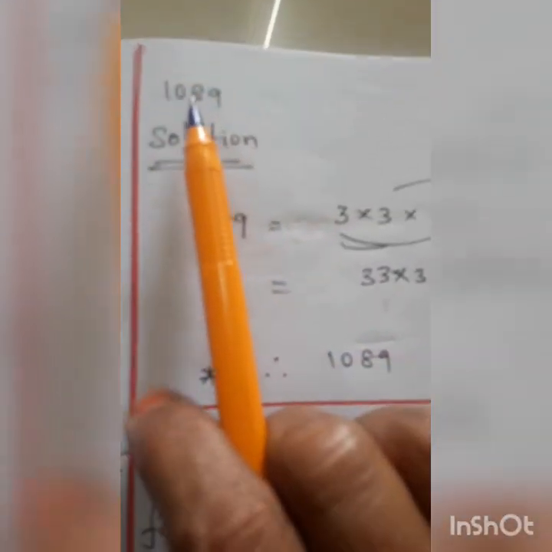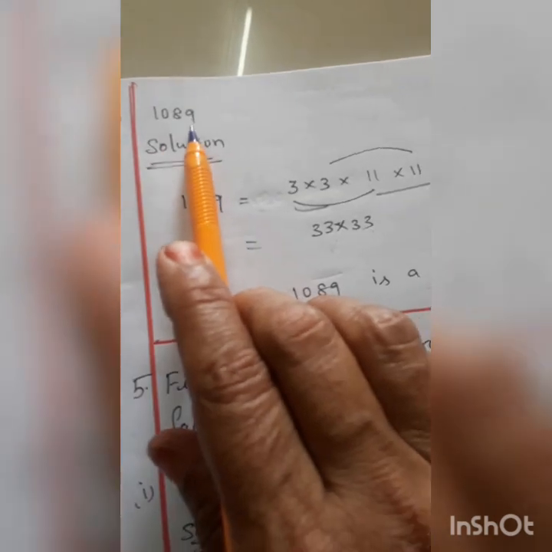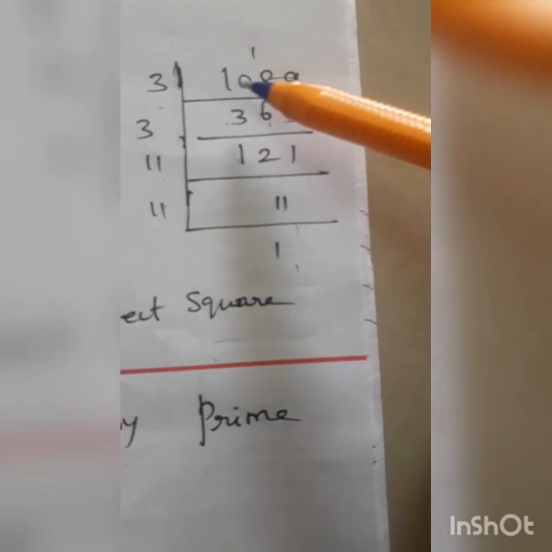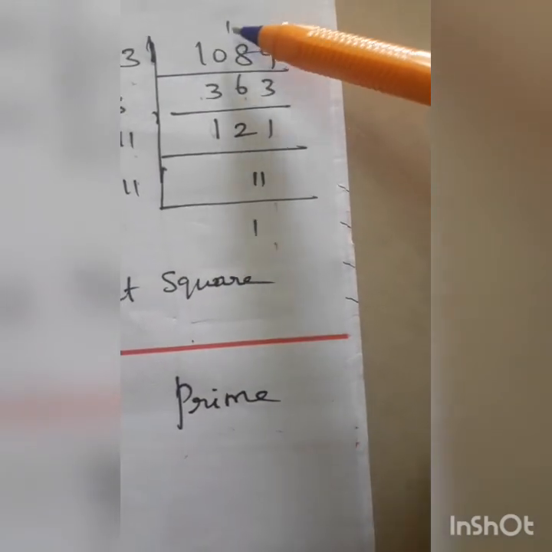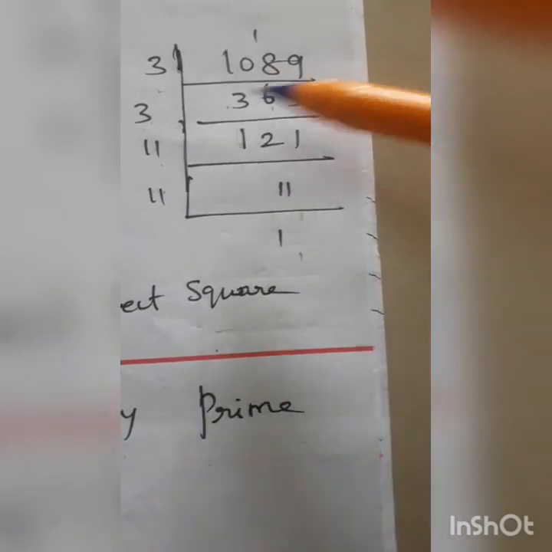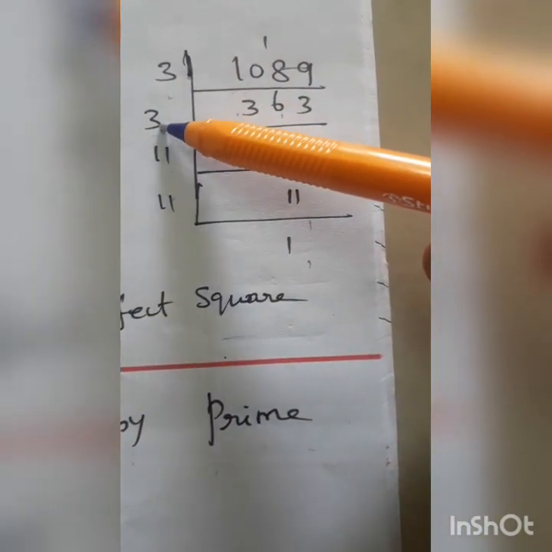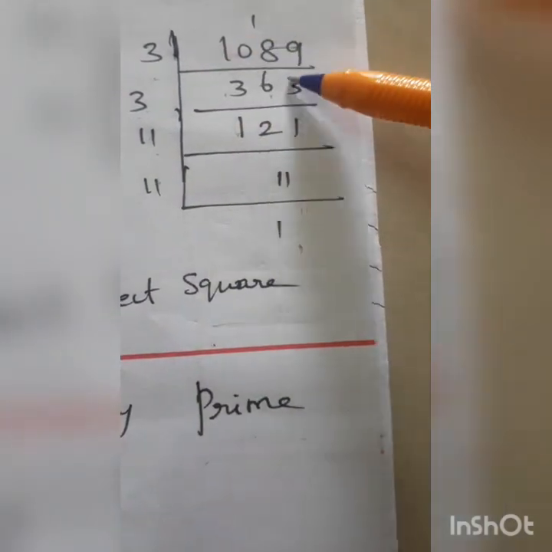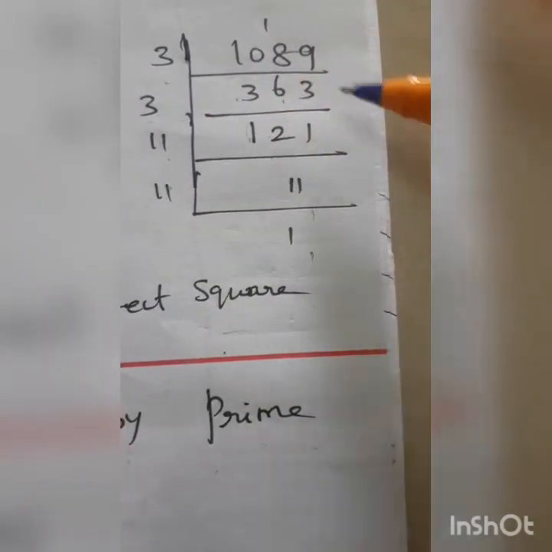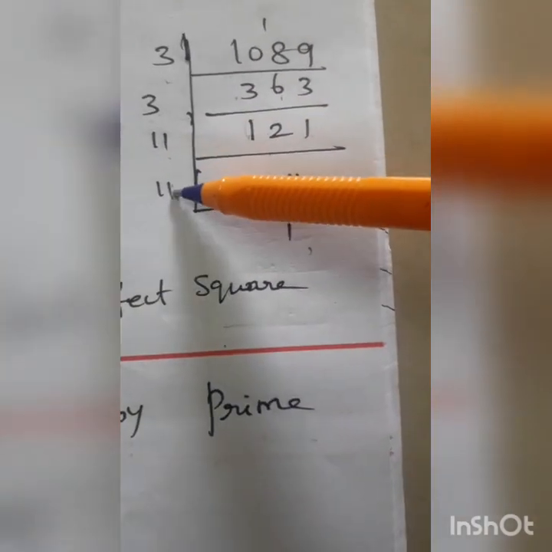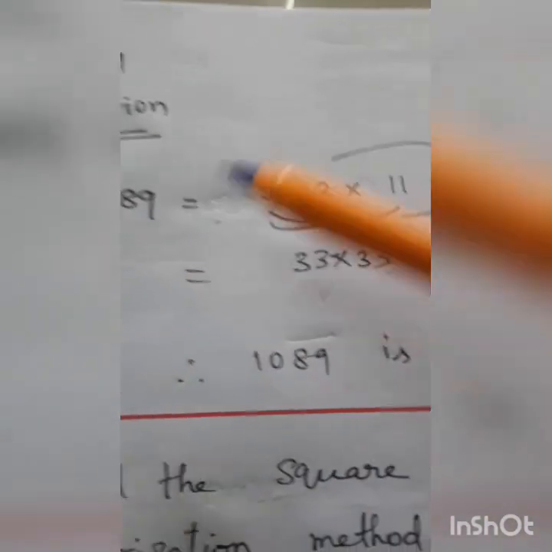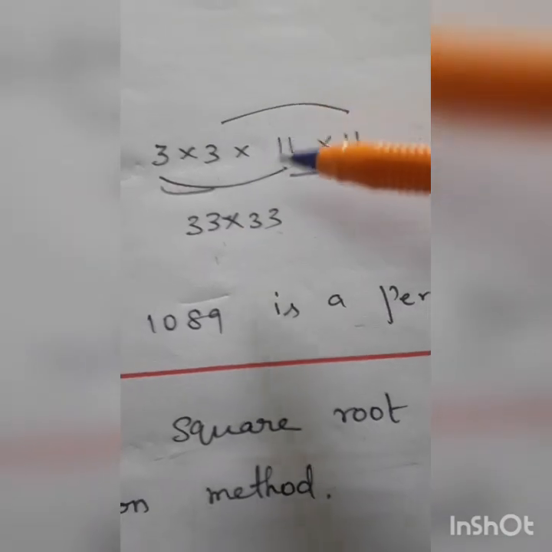Fourth question, 1089. So 1089, LCM method, divide the number. First select the third table. 1 is not possible, 10. 3 3s are 9, remaining 1. 6 3s are 18. 3 3s are 9. Again take the third table. 1 3 is 3. 2 3s are 6. 1 3 is 3. 121 is possible in the 11th table. 11 11s are 121. So this 11 is possible in the 11th table. 1 11 is 11. Now 1089 is equal to 3 into 3 into 11 into 11.